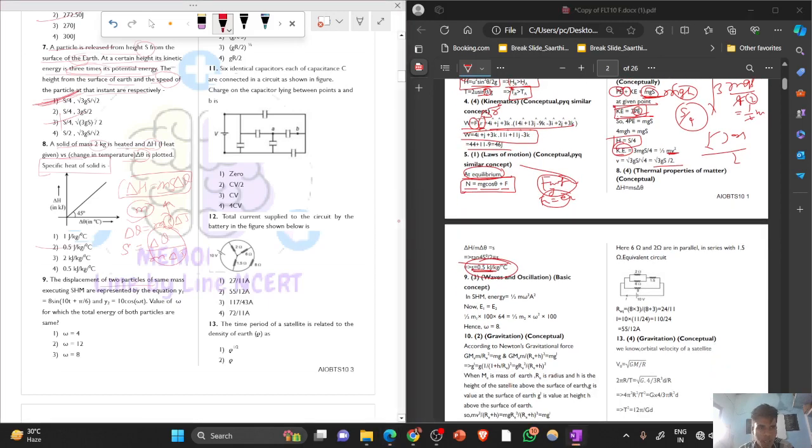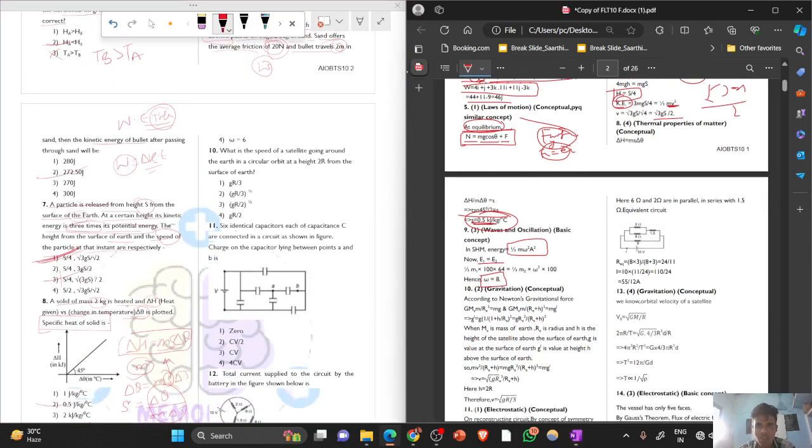The displacements of two particles of the same mass executing SHM are represented by this. For which the total energy of both particles is the same. It is asking when the total energy of both particles is the same, so E1 equals E2. Equating the energy of first and second, you get the condition on omega. Now looking at the solution, you know the total energy is equal to half m omega square a square. Equating the two values, you get omega equals 8. Means option third will be your correct answer. For omega equals 8, both have the same energy.